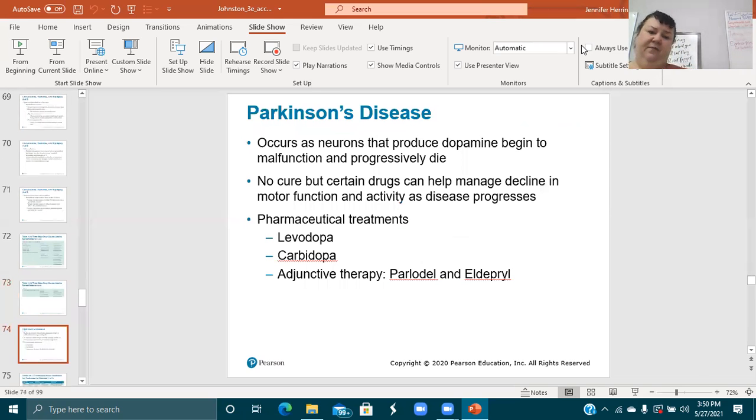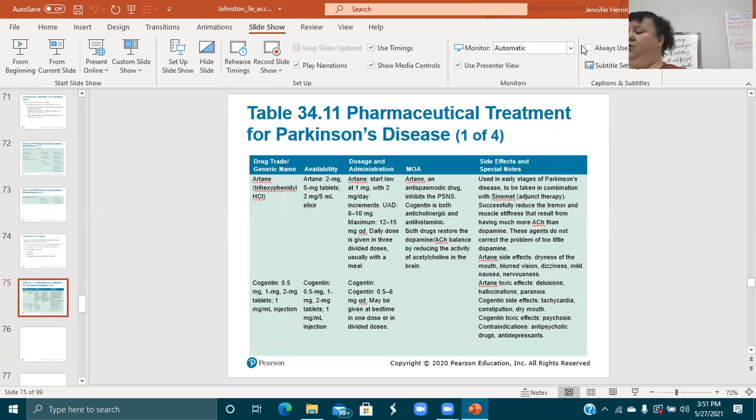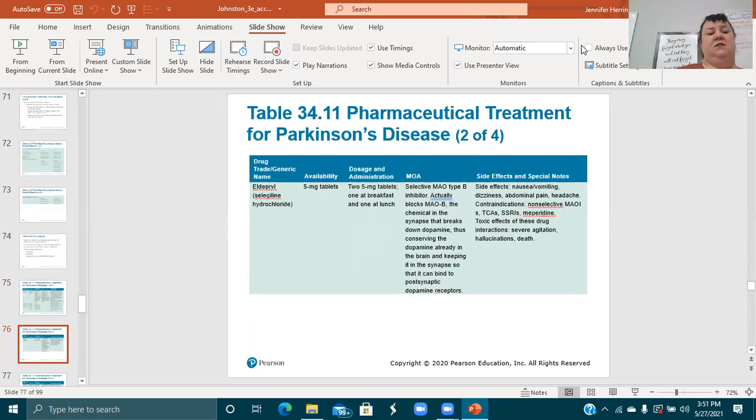Parkinson's disease. This occurs as neurons that produce dopamine begin to malfunction and progressively die. There is no cure, but certain drugs can help manage the decline in motor function and activity as the disease progresses. Pharmaceutical treatments can include levodopa, carbidopa, and adjunctive therapy, Parlodel and Eldepryl. Table 34.11 on page 601 depicts those pharmaceutical treatments for Parkinson's disease. Again, please go through this table at your leisure.